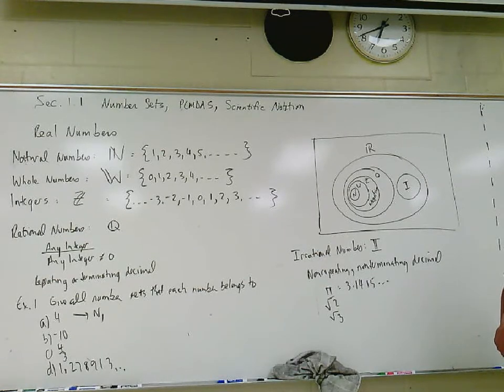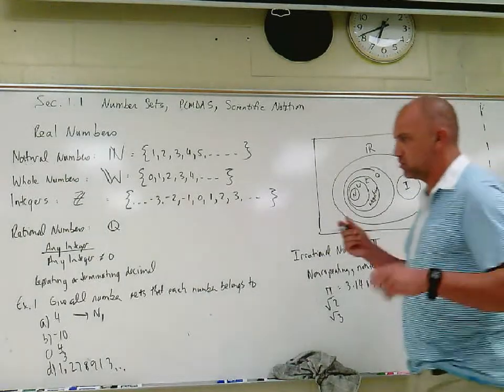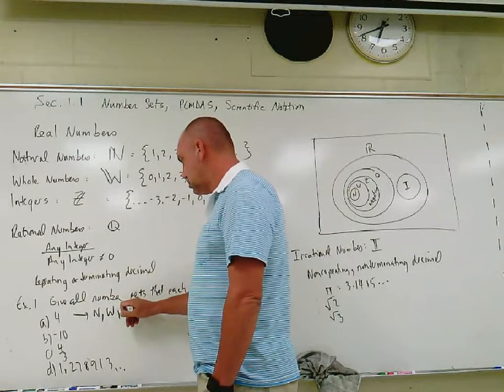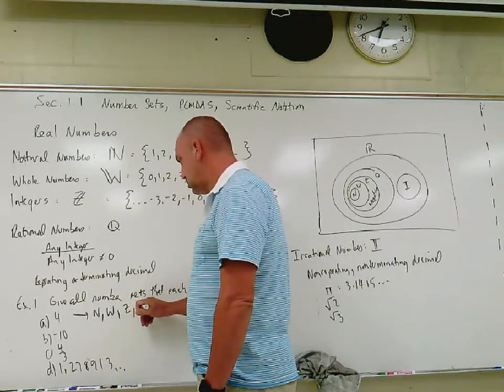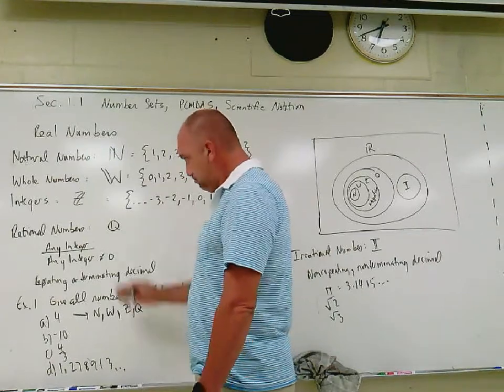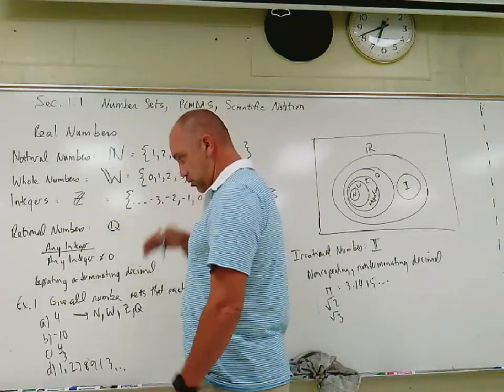Okay, so let's check. The number 4 is what? What would you say 4 is? Natural, yes. Is it whole? Yes. Is it an integer? Yes. Is it rational? Yes. Is it irrational? No. You can't be rational and irrational. They're either one or the other.